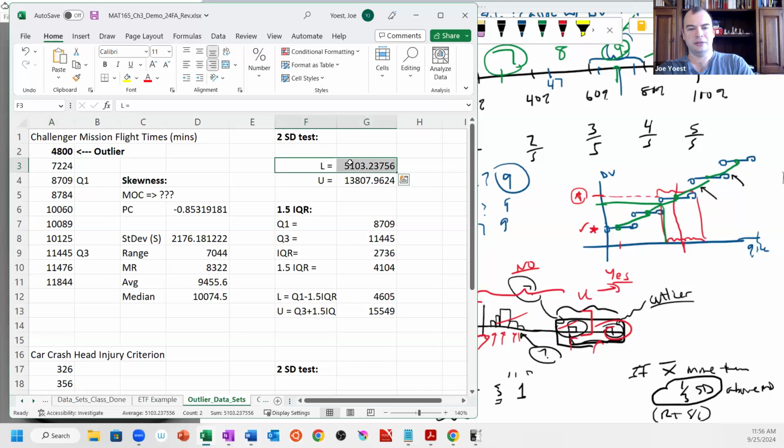My 1.5 IQR method now is, I suppose, not calling this an outlier. And my two standard deviation test is calling it an outlier. So we can get disagreement between the two. We also note that characteristic that when we do have an outlier, it doesn't really affect the 1.5 IQR method. It's still the same 4,600, but my two standard deviation test lower bound is much lower than it would be otherwise.